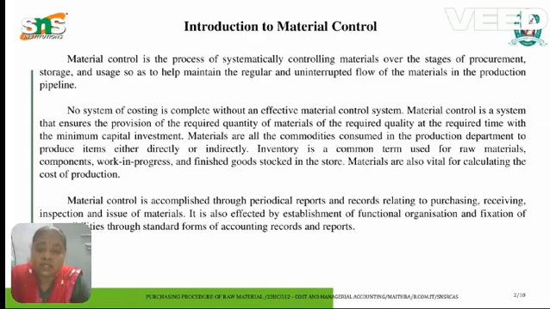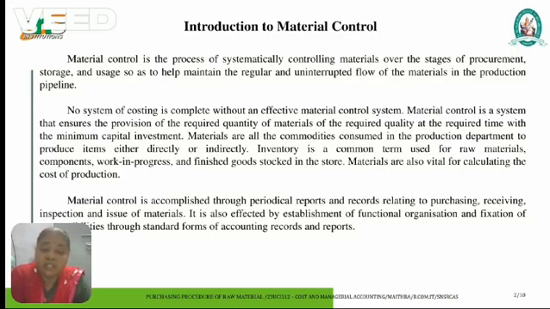Material control is a system where materials can be issued in the required quantity at the right time with a minimum capital investment. Materials or commodities are used in the production department either directly or indirectly. We call it an inventory of raw material, which is used for work in progress and finished goods. The storekeepers maintain this material control. These materials play a vital role in calculating the cost of production.